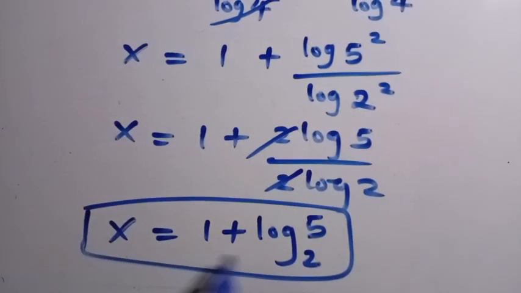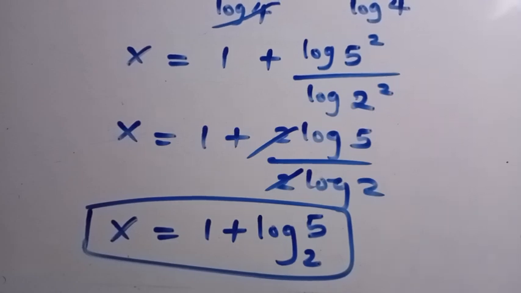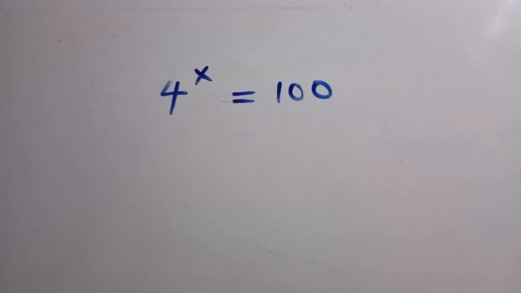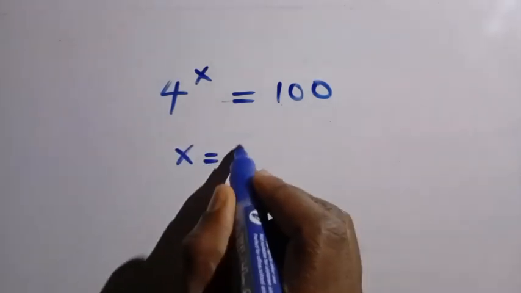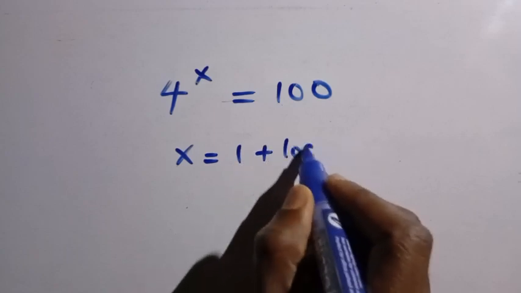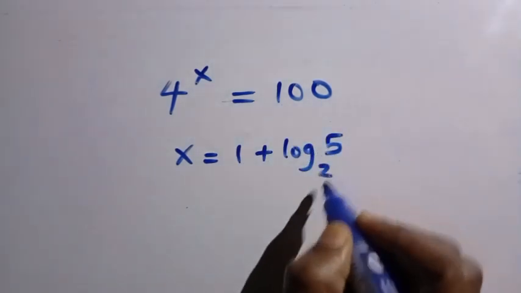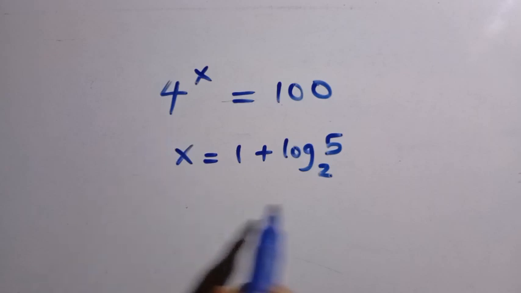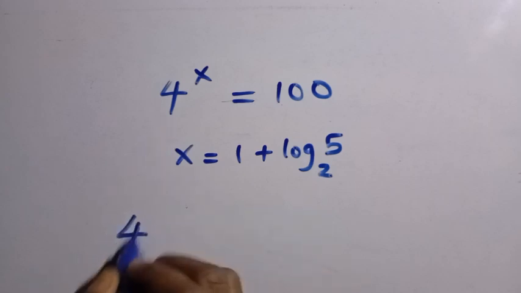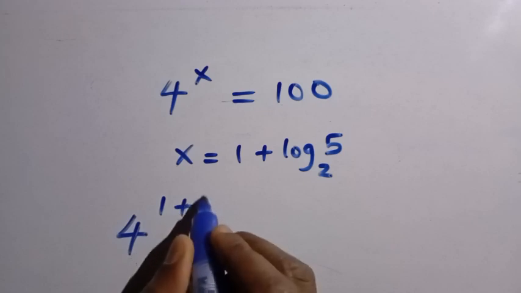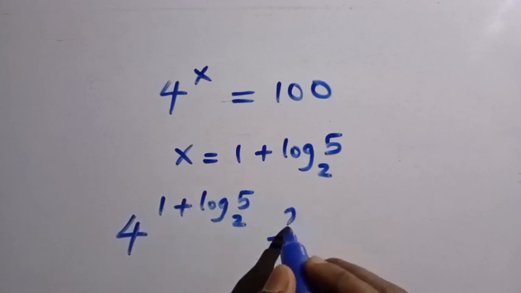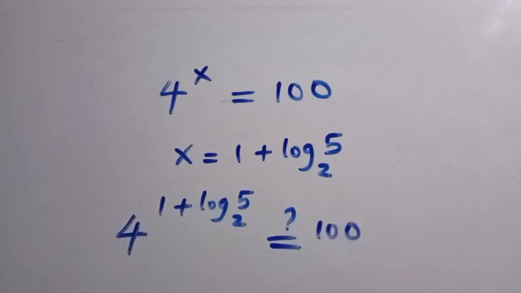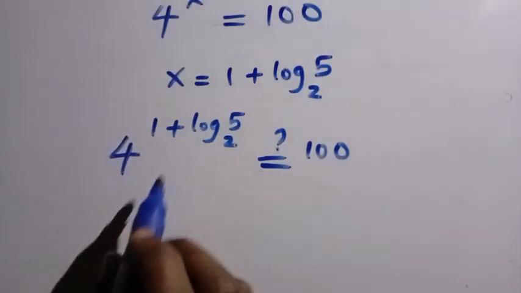So we are going to substitute this thing in the given question, and we'll consider if the left hand side and the right hand side are equal. Let's substitute the value of x here. So we know the x we got is x equals 1 plus log 5 base 2. So by replacing x with this, we have 4 to the power of 1 plus log 5 base 2. We want to check if this equals 100. So we have to focus more on this.